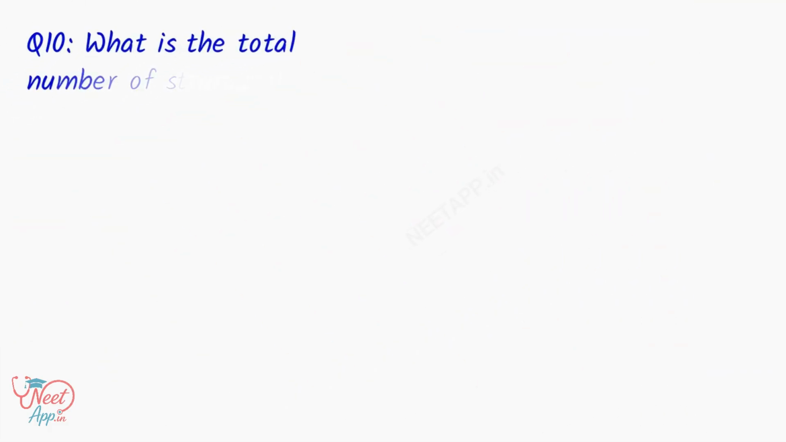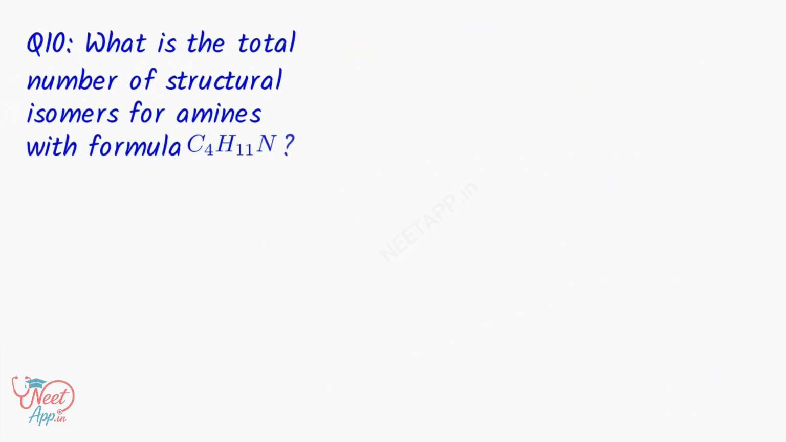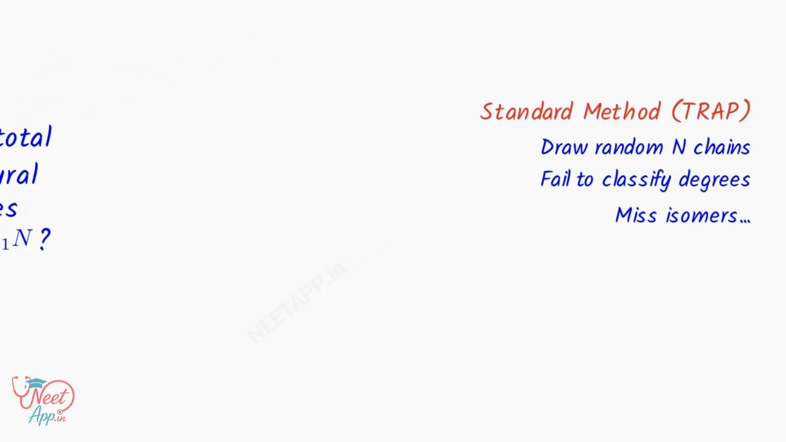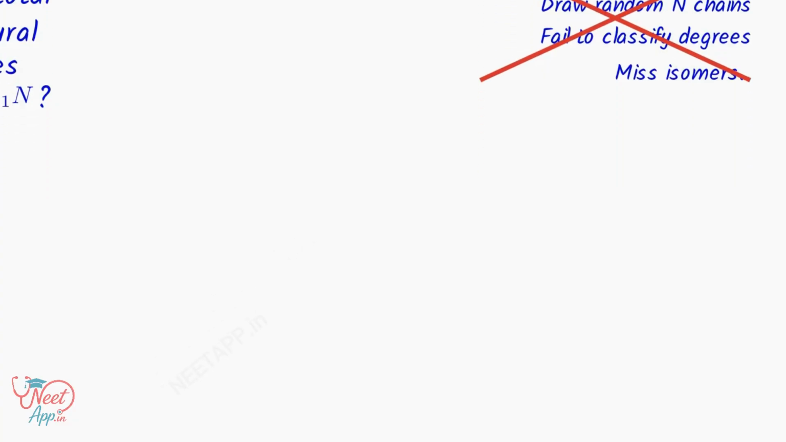Let's solve this complex question in 30 seconds. What is the total number of structural isomers for amines with the formula C4H11N? The standard method is a trap. Students randomly draw nitrogen chains without categorizing them, leading to missed isomers and accidental duplicates that ruin their score. Here is the 30-second shortcut, the radical classification split.